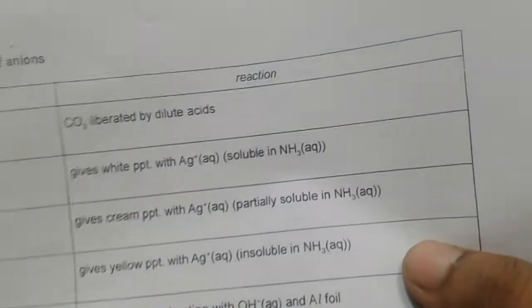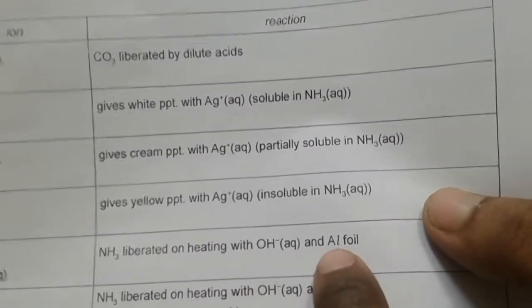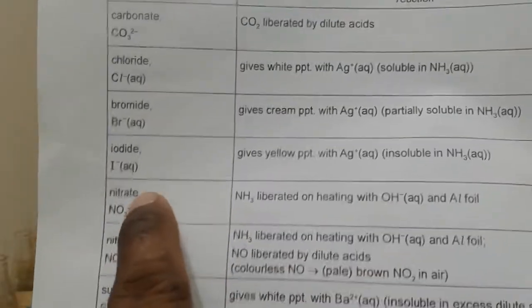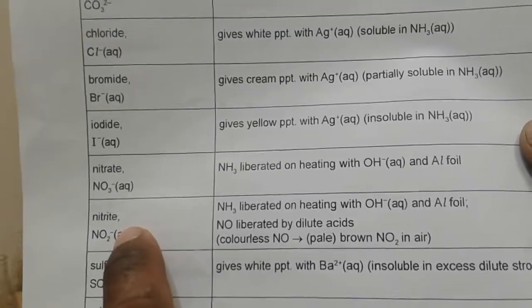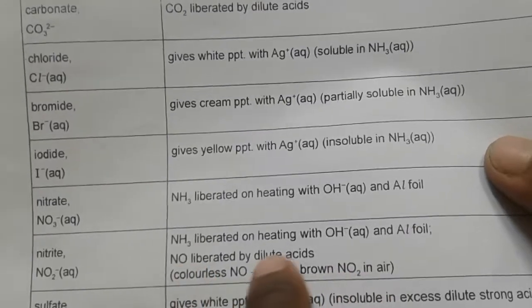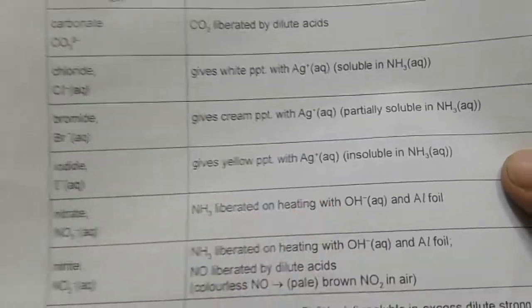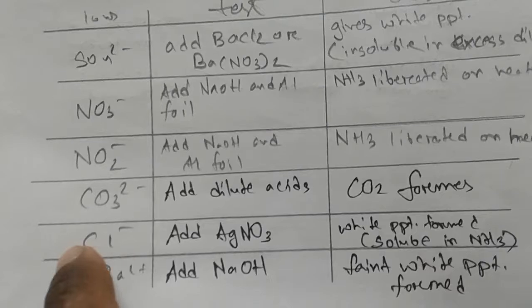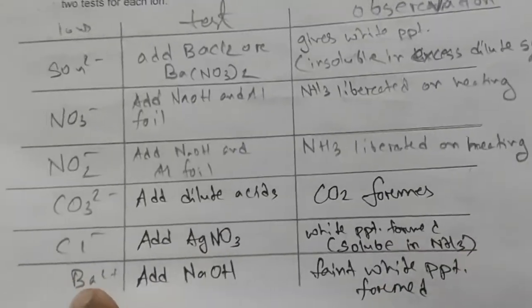Look, with sodium hydroxide and aluminum foil, not only with sodium hydroxide, you also have to add aluminum foil. With sodium hydroxide and aluminum foil, both nitrate and nitrite will liberate ammonia, but nitrite specifically gives brown gas when dilute acid is added, which is not the case for nitrate. So that has to be written here. Carbonate, add dilute acid, carbon dioxide forms white precipitate soluble in ammonia, that's all right.